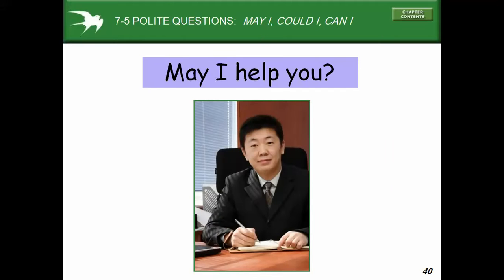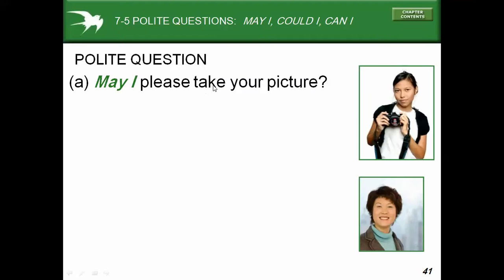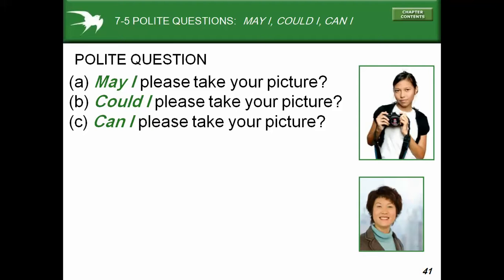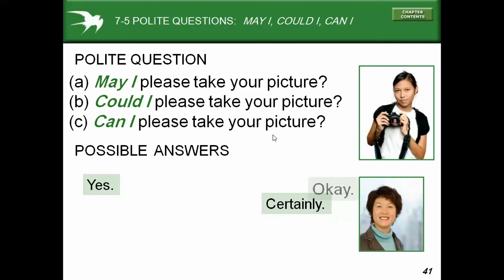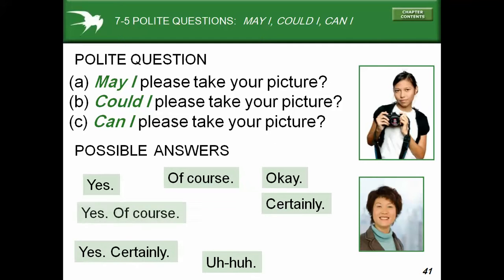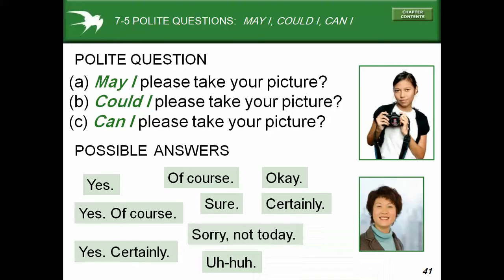May I help you? May I, could I, and can I are polite questions. May I please take your picture? Could I please take your picture? Can I please take your picture? Possible answers: yes, certainly, okay, oh yeah, of course, yes, of course, sure.